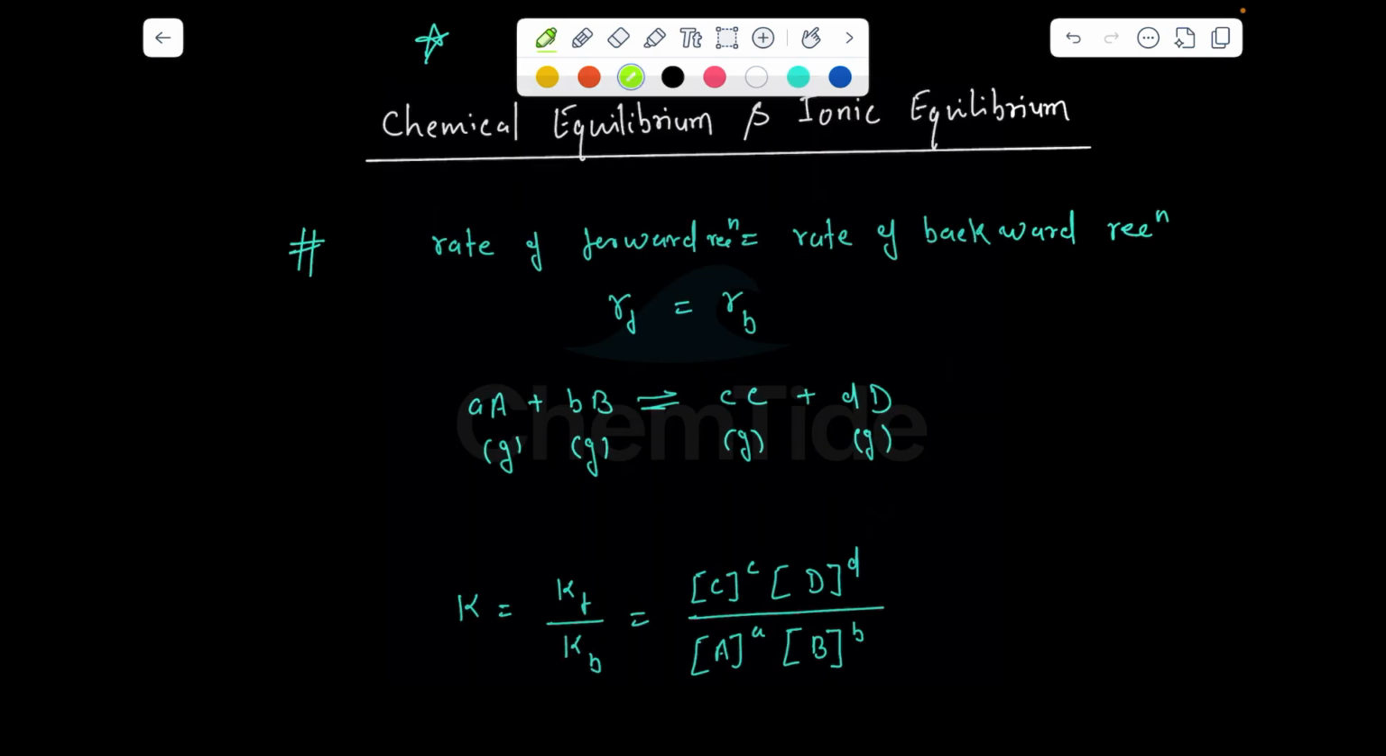So if we have a chemical reaction, a moles of A and b moles of B give you c moles of C and d moles of D, and all are in the gas or aqueous phase, then K is the equilibrium constant. That equilibrium constant is equal to the forward rate constant divided by the backward rate constant, or the concentration of the products, each raised to its stoichiometric number, divided by the reactant concentrations, each raised to its stoichiometric number.